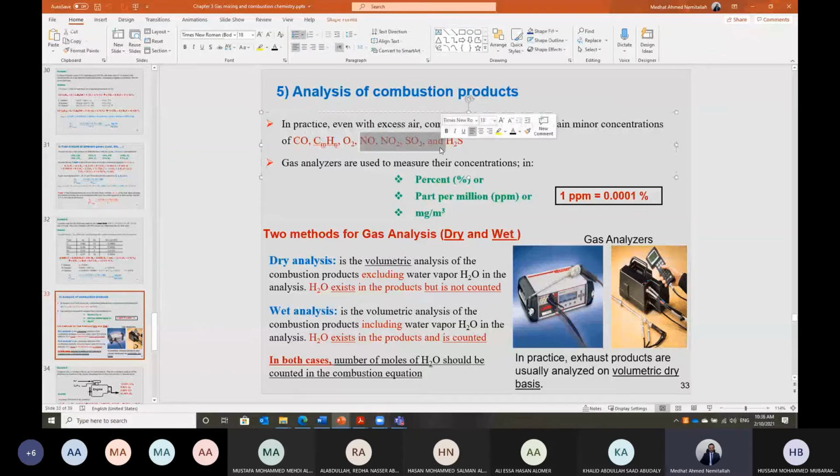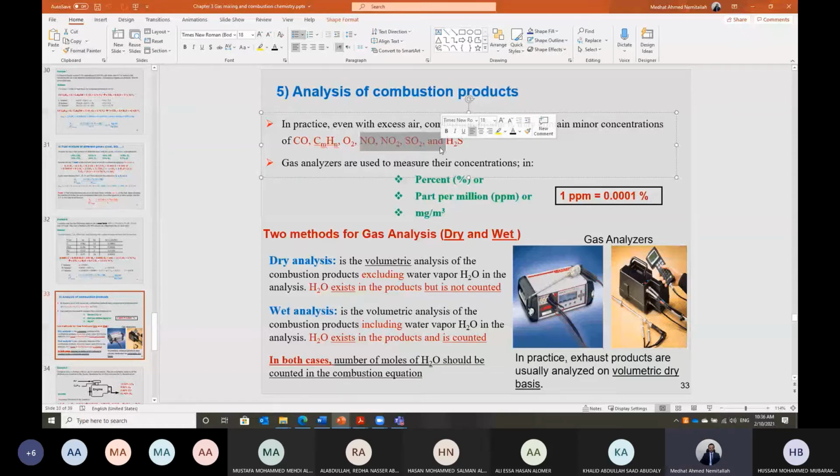But if we have the combustion product analysis, based on this analysis we can know the amount of fuel coming in, and we can calculate the air to fuel ratio, and we can calculate the excess air factor also. And this is a technique used also to control the emission in internal combustion engines. Usually in the exhaust section, we have what's called the Lambda Sensor.